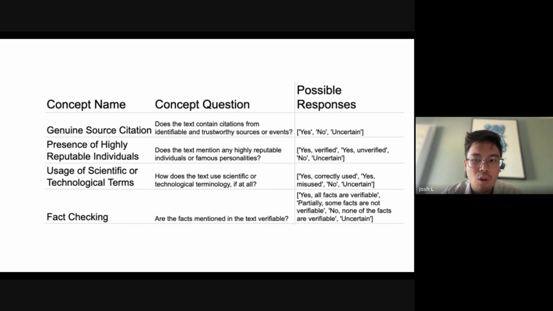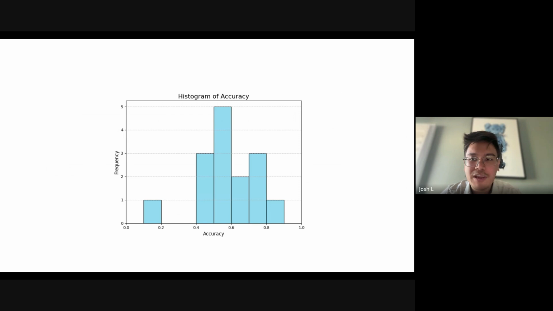And looking at concept number 4 here, fact checking, you should be feeling kind of worried, because the question that we're asking the model is, are the facts mentioned in the text verifiable? And the potential responses could be, yeah, all of them are verifiable, some of them are verifiable, and none of them are verifiable. So looking at this concept, you can already tell that maybe the model wouldn't be quite so good at this.